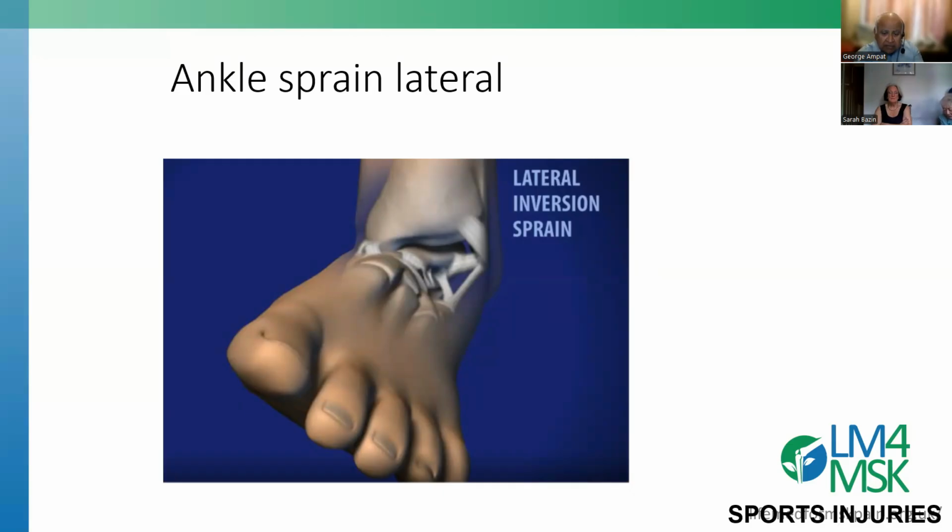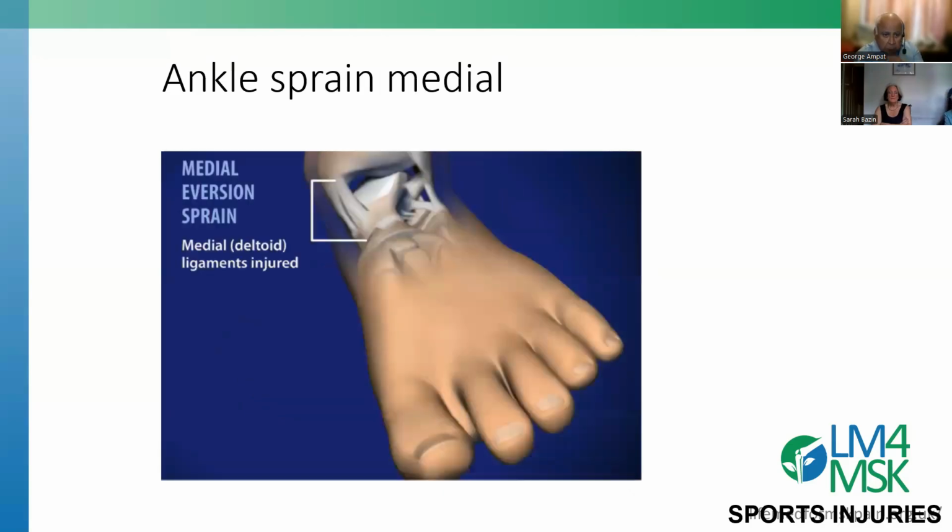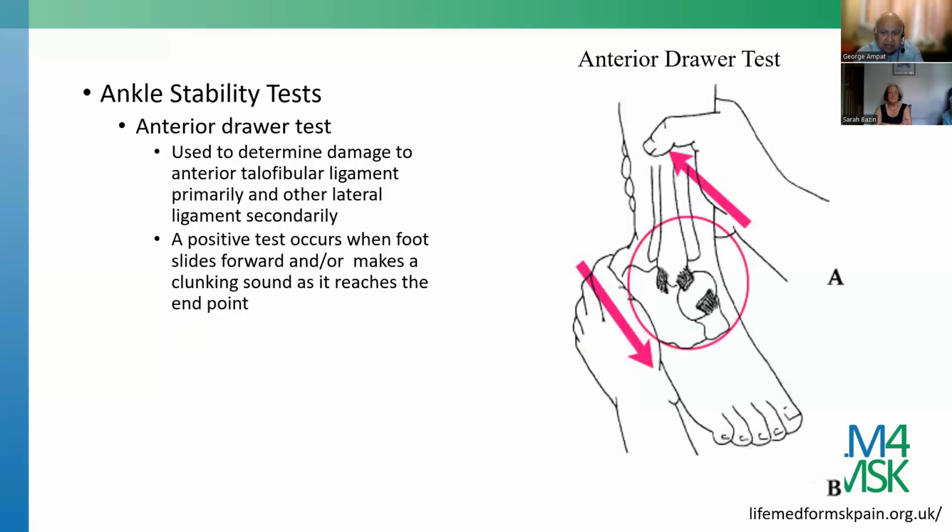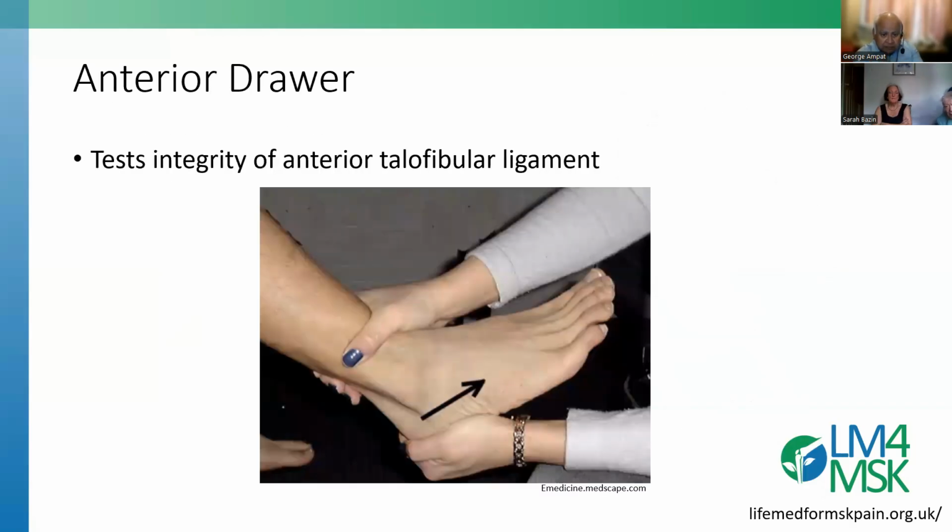So this is where the foot turns inwards and you have a lateral inversion sprain. That is where the anterior talofibular ligament is damaged. Or you can have a medial eversion sprain, where the medial deltoid ligaments are damaged, but this is less common. The other one is more common. The test to do is the anterior drawer test. So you hold the foot by the heel and try to pull it forward, not in an acute setting, in a chronic setting. In an acute setting, you allow it to settle and it'll heal up quite well. In a chronic setting, if there is instability, that is how you test to see whether there is any instability.